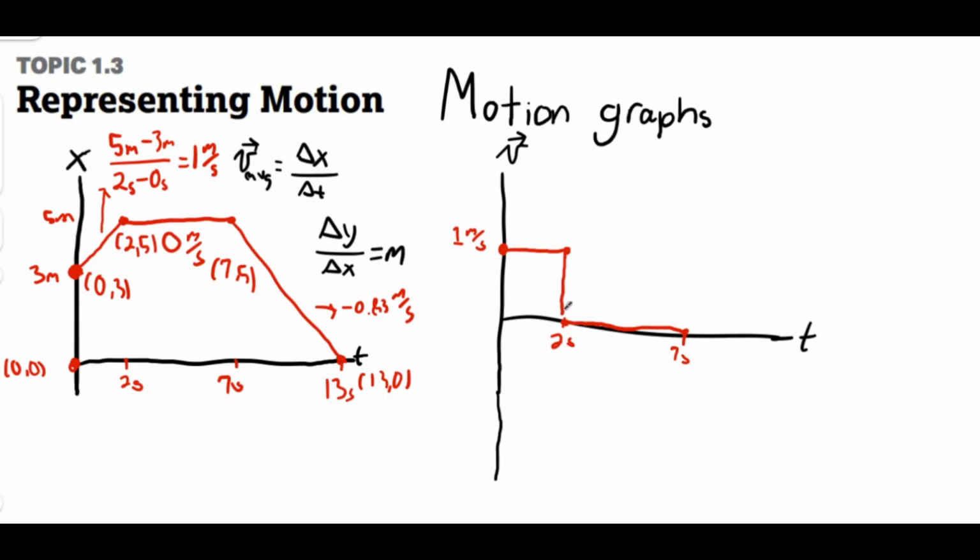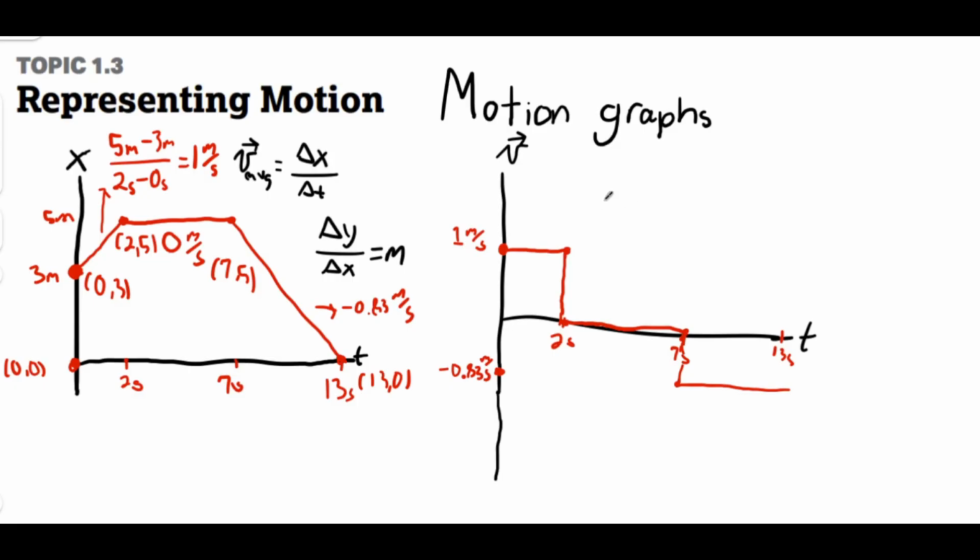If we look, this is how we connect them. It kind of drops down. And then we go here, and we have a slope of negative 0.833. So that's going to be here in the negatives, down here. Negative 0.83. I'm going to have that until 13 seconds. So that's how we can represent that motion in both a position time graph and a velocity time graph.